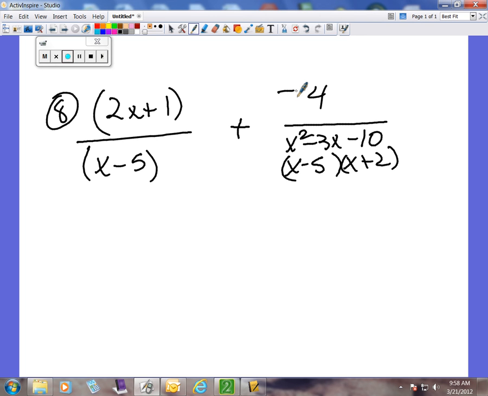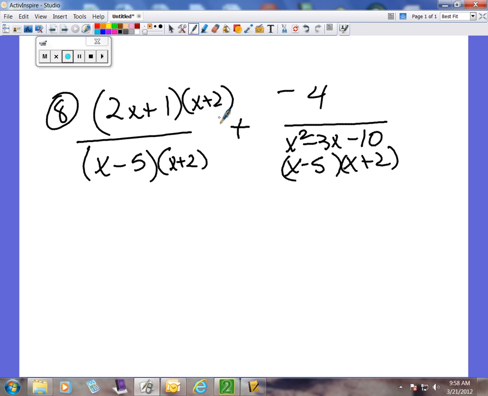Now what's missing in the first denominator? X plus 2. The other one's okay now, isn't it? We don't have to do anything to it. They're alike. We're done. Now let's, again, what are we doing here?